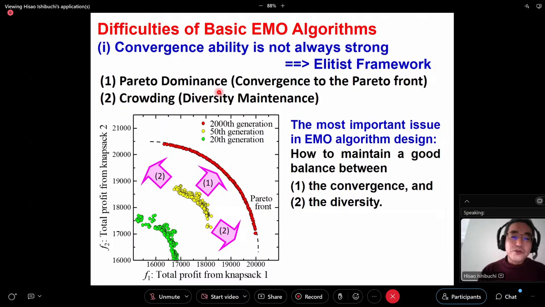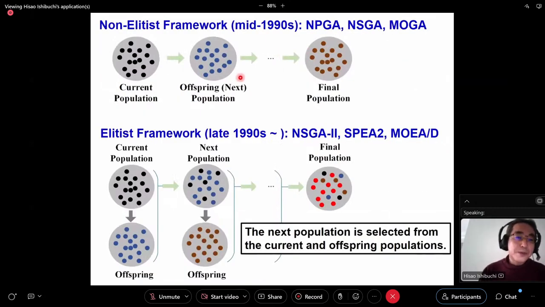Based on these two simple frameworks, convergence ability is not always strong. I'd like to explain using this figure the traditional non-elitist framework. This is a very early algorithm. From the current population, we have the next population. The next population is the same as children. In this manner, the final population is the final solution.